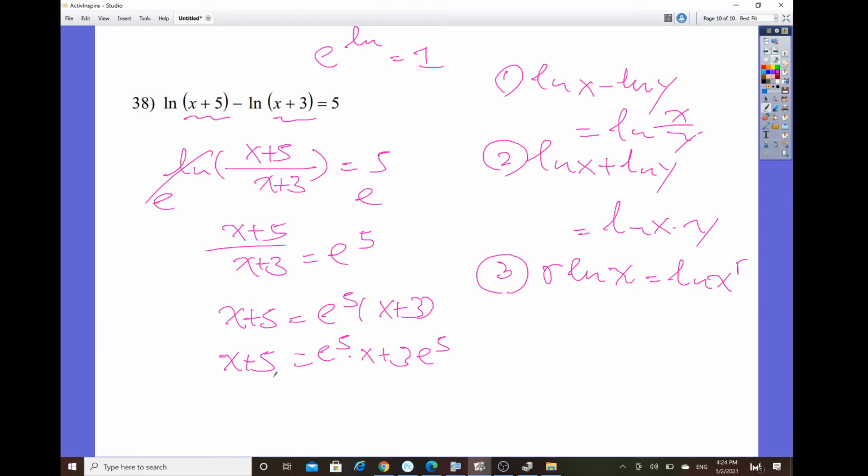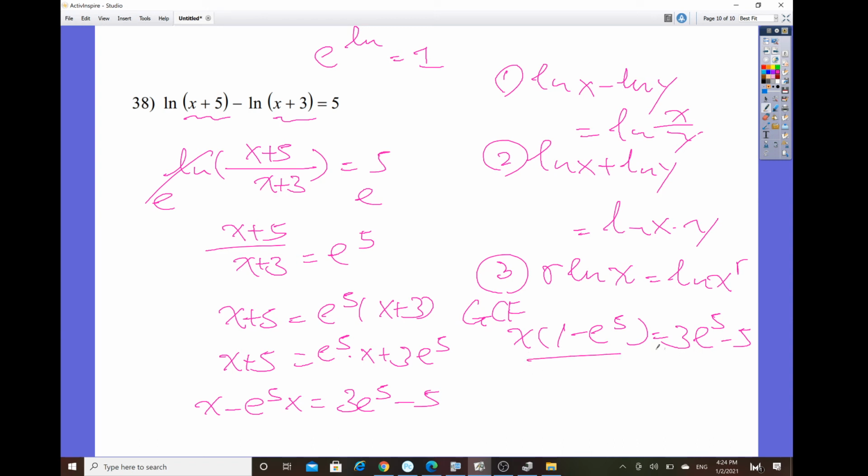And then collect the variables all together, so it's x minus e to the power of 5 times x, that equals 3 e to the power of 5 minus 5. And then on the left hand side, we take out the common variable, GCF, greatest common factor, x. So what's left here is just 1 minus e to the power of 5. And then the right hand side, nothing we can combine because one is irrational, the other one is rational. So just leave that as a binomial. And then eventually divide by 1 minus e to the power of 5. And that would be the final irrational expression.